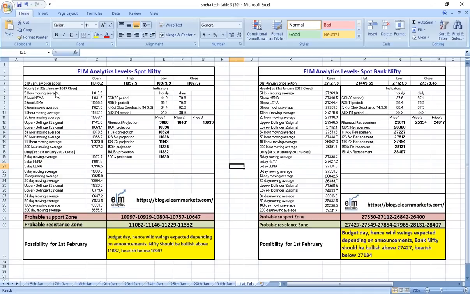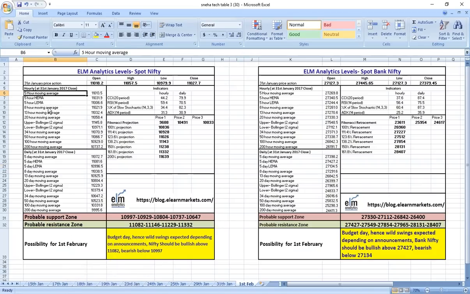We prepare this ELM level matrix for you every day. This is the Nifty matrix and this is the Bank Nifty matrix. So in this video, we will be telling you how we prepare this table and how these levels or the possible themes for tomorrow are useful for the market. So first, let us look at how we prepare the table.